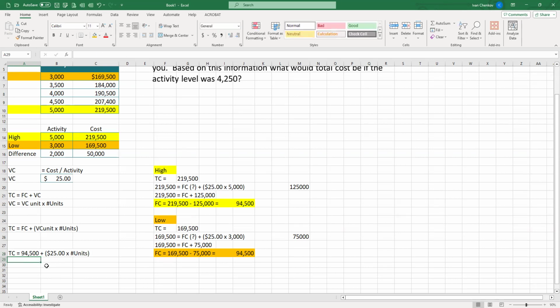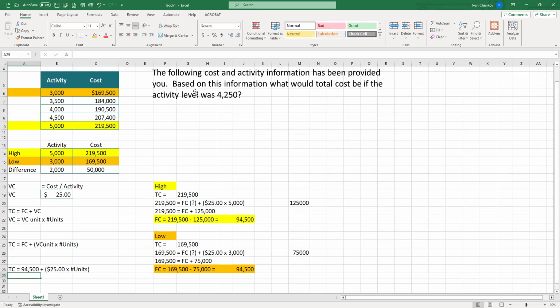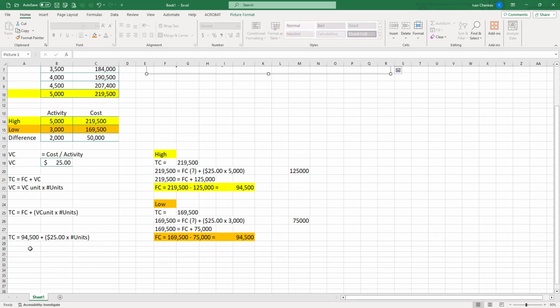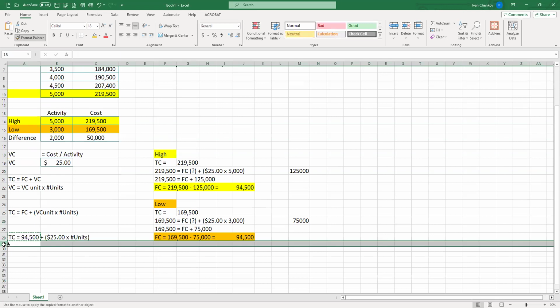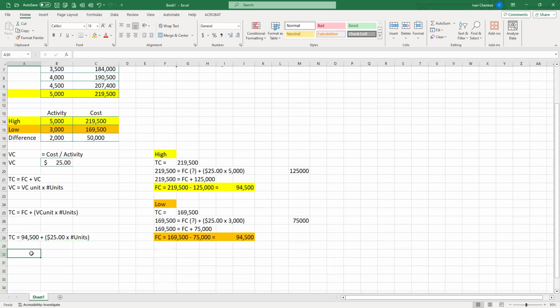Correct? Yes, Professor. So what they're saying here is that our level of activity is now the number of units in our formula or our calculation. What they're asking us is, the number of units is 4,250. How much will be our total cost? Can we calculate it? Absolutely. It's going to be 94,500 plus $25 times the units.